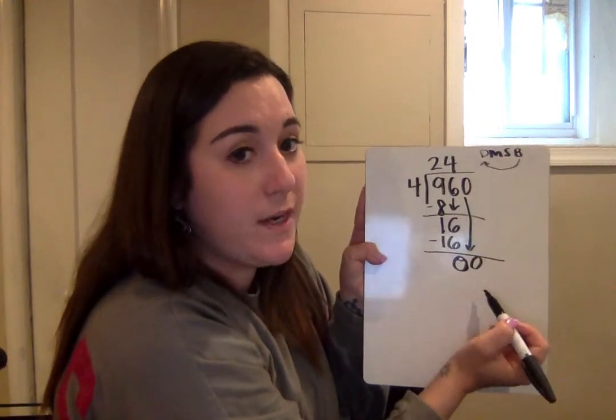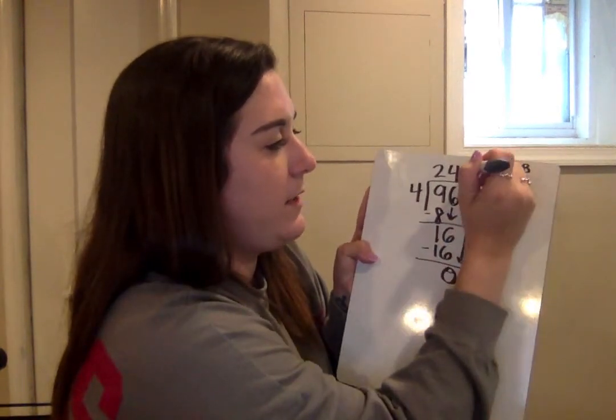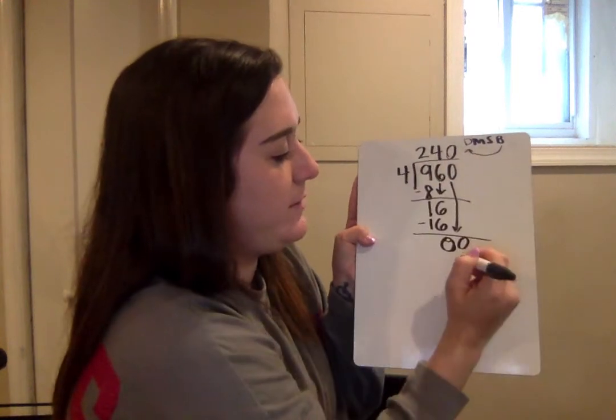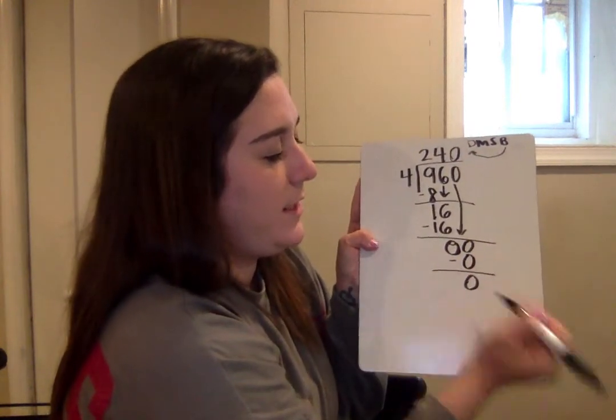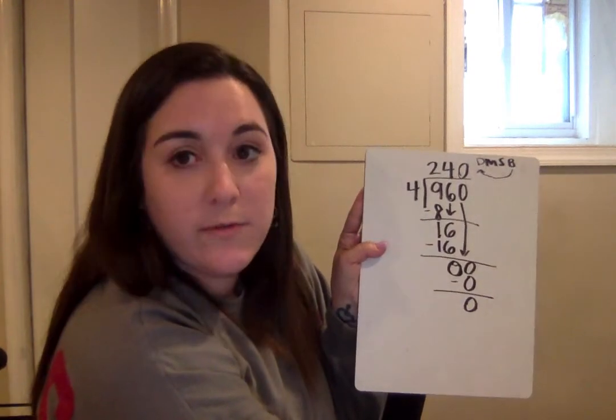Now remember, after you bring that number down, even if it's a 0, you still have to go back to the top. 4 goes into 0 times. 0 times 4 is 0. And when I subtract, I get 0. So my answer is 240.